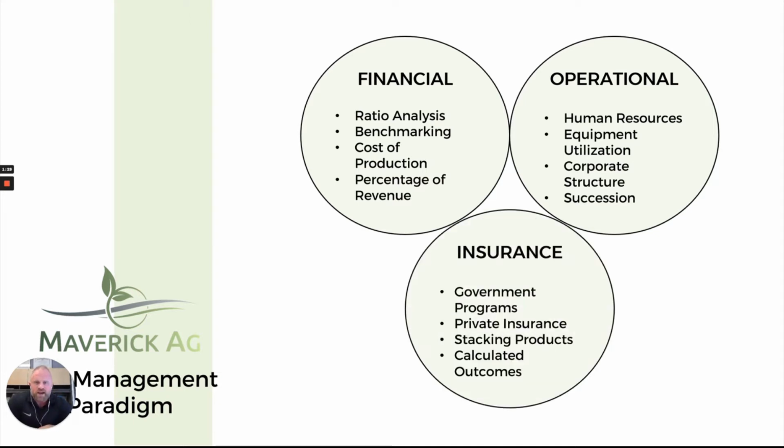Then, once we've analyzed the first 2 areas of risk, we move on to insurance. We analyze your government programs, your private insurance opportunities. Can we stack these products and utilize them collaboratively? And we calculate the outcomes to determine what the worst case scenario for your farm is each and every year.